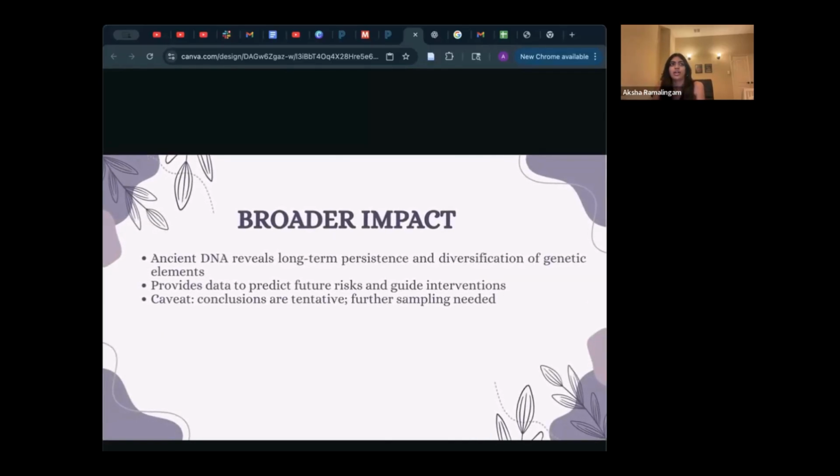For the broader impact, our study connects evolutionary biology with public health, and it compares ancient and modern DNA. So we can see which genetic elements have stayed the same over time and how they have changed over thousands of years. And this is helping us understand how microbes adapt and spread genes. These insights are going to help us predict future risks and develop strategies to manage antibiotic resistance and to improve phage-based therapies. Again, I will reiterate that our sample size was very small and reference databases are incomplete, so more research is needed to confirm the patterns that we have seen.